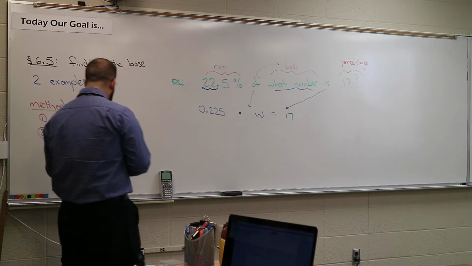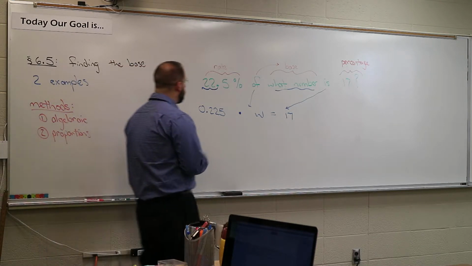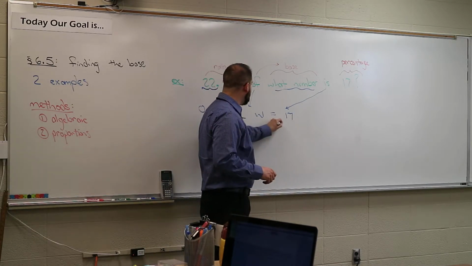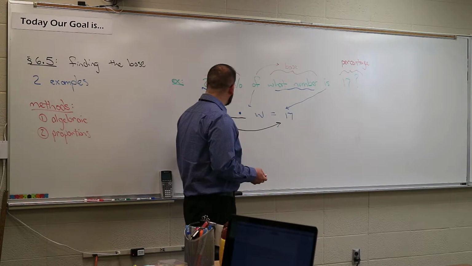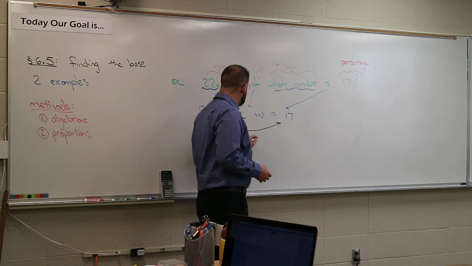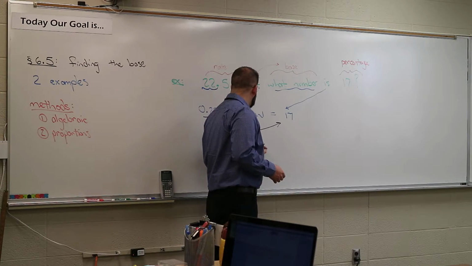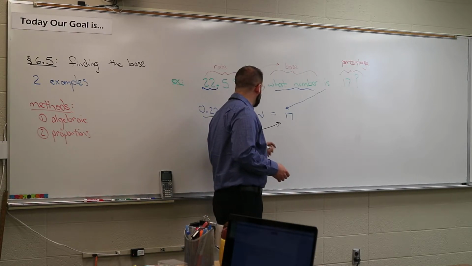And then since the W is not by itself, this is the part where you have to drag the number that's attached to the W to the other side and divide by it. So in this case, I'm going to leave the W alone, but I'm going to take the 17 and divide by the 0.225. Now on your calculators, I'll need to know what that number is.